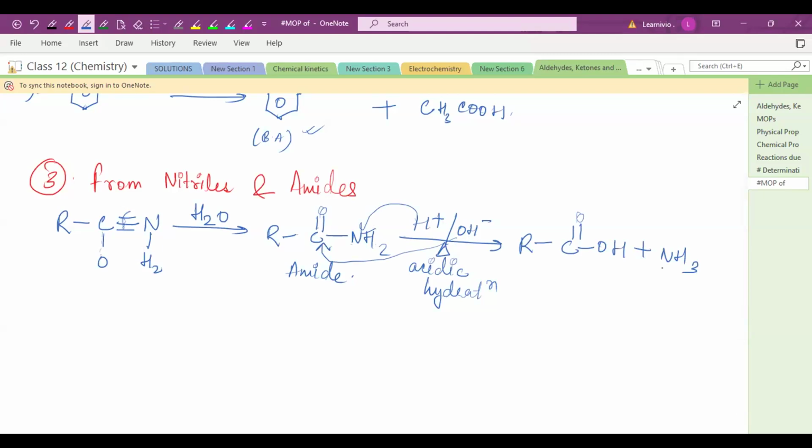So if there is a nitrile group, first we have to convert that nitrile group to an amide by providing water. After you get the amide, just do the acidic hydration. OH will get attached to the carbon and the hydrogen will get attached to the nitrogen, this bond will break and you will get carboxylic acid plus ammonia. Clear, Muniba, this concept? Yes, ma'am.